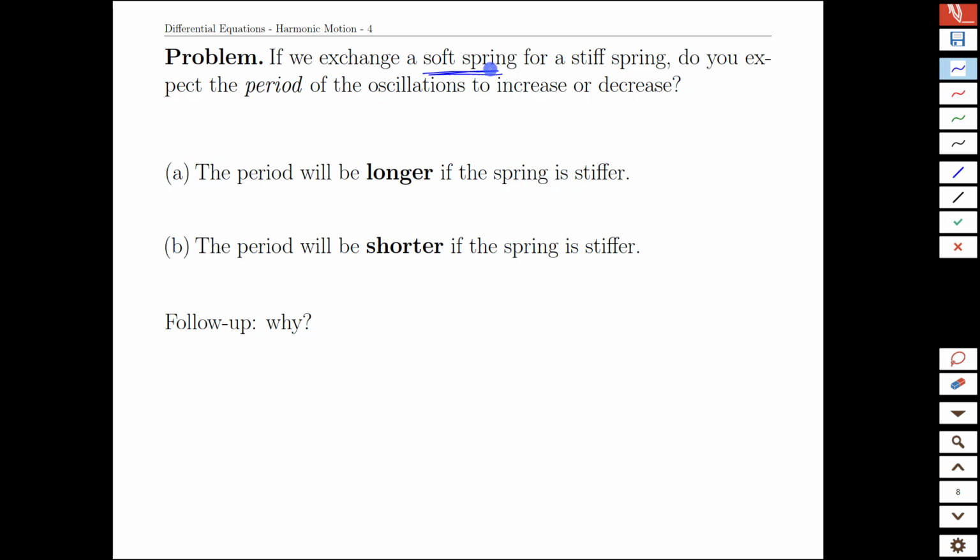So again, think of something you might find in a physics lab, and we swap that out and replace it with a car spring, a car suspension spring. What do you think is going to happen to the period of the oscillations?